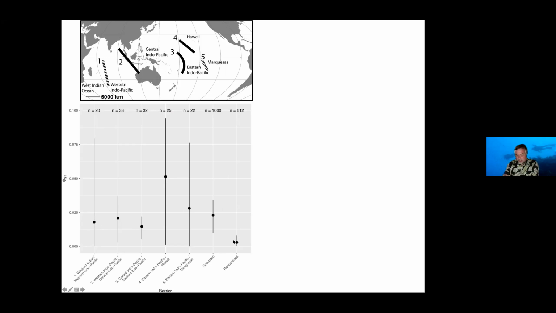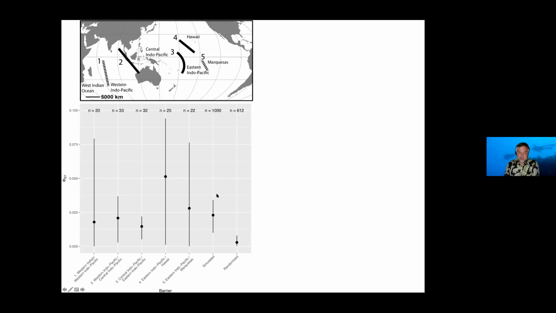We did a randomization, so we randomized and bootstrapped the confidence intervals. And this barrier between the Indian and Pacific, the Indo-Pacific barrier, came out as significant. The barrier between Hawaii and the rest of the Pacific was significant, as was a barrier in the Central Pacific, between the Central Pacific and the Eastern Pacific. The other 2 barriers were not significantly greater than our random expectations.